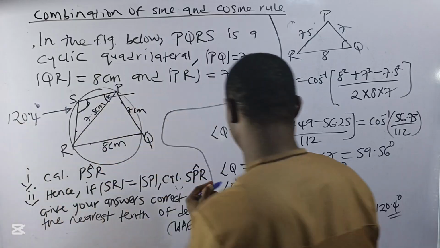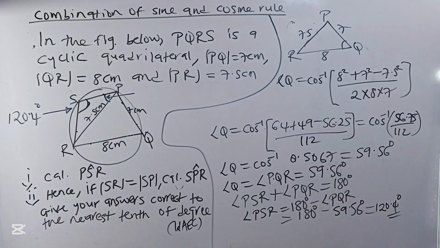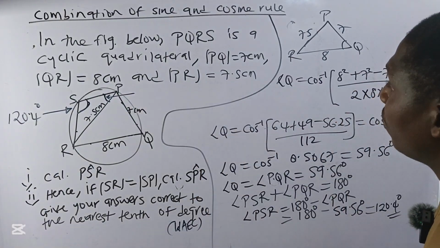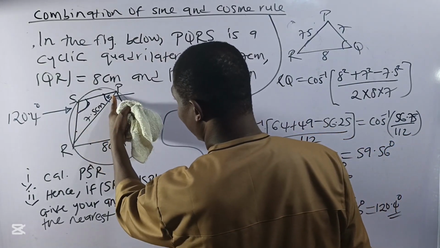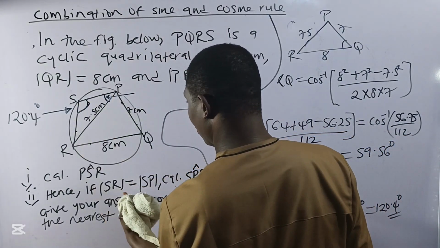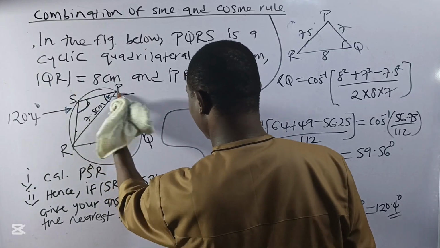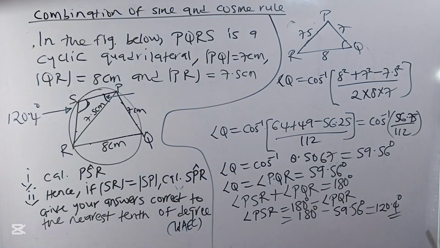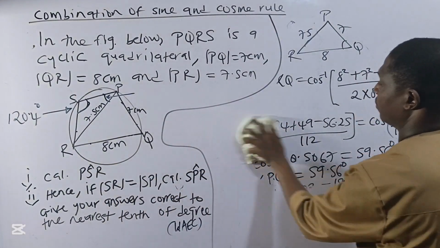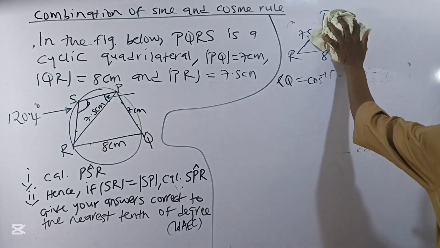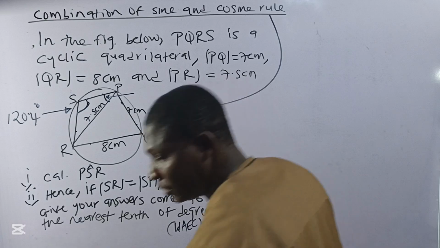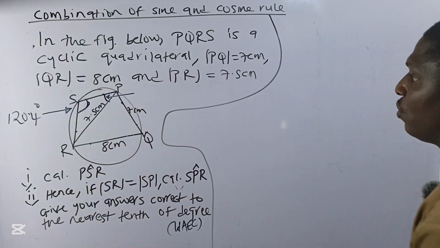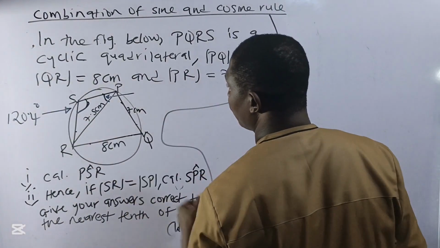120.4 degrees. So a second question was equally asked, that we should look for angle SPR, which is this angle, if SR is equal to XP. So I'm done with this. I can clean it. So going to the Roman figure 2. Now they said those two angles are equal, and I've gotten 120.4 already.